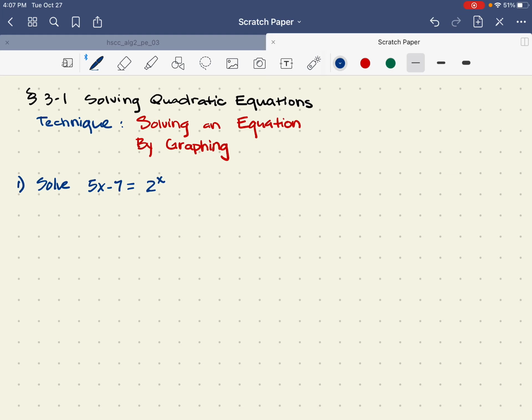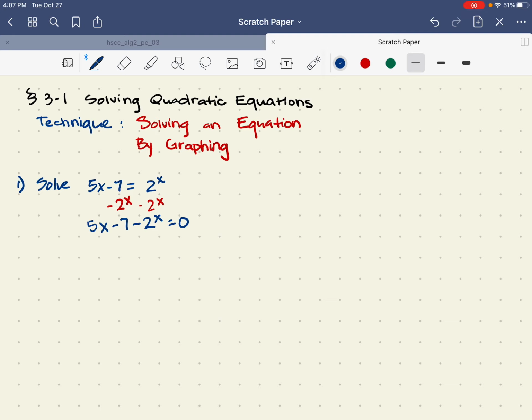Our first example is number 1, solve 5x minus 7 equals 2 to the power of x. The first step in solving any equation with a graph is to set it equal to 0. All right, so we're going to subtract the 2 to the power of x from both sides. And this gives us our equation, 5x minus 7 minus 2 to the power of x is equal to 0. So our first step is to set it to 0.